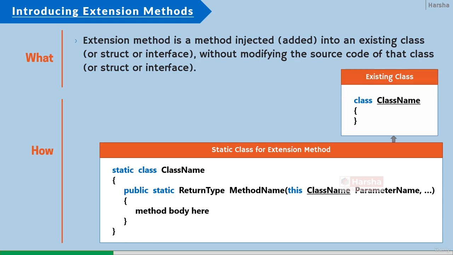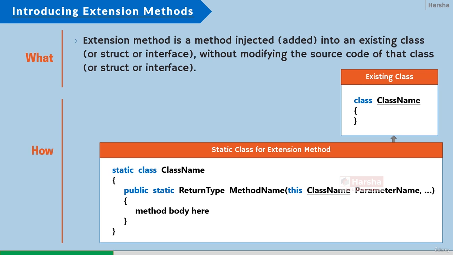For example, there is a predefined class called system.string. It contains the predefined method called toUpperCase. It doesn't contain a method called toTitleCase. That means you wanted to convert the first letter as capital. So for this requirement, you can add additional method to the predefined class called system.string by using the extension methods concept.